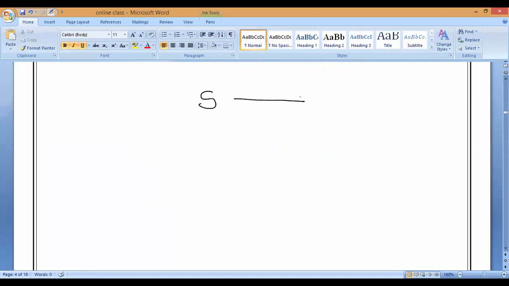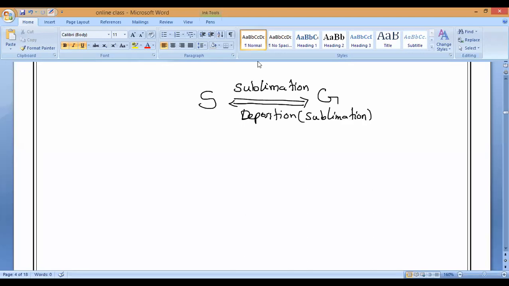So if solid is converting directly into gas without forming liquid, what do we call that? Sublimation. In the same way, when gas is converting directly into solid, we call it deposition, or we can also call it sublimation only. This is what we studied in the last class, the direct conversion of solid to gas or gas to solid.